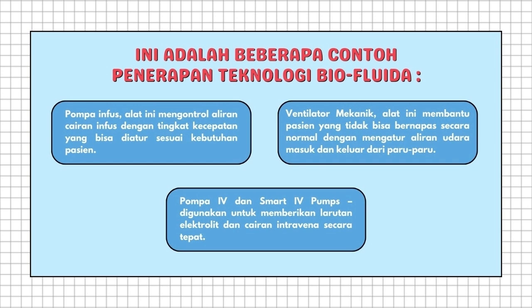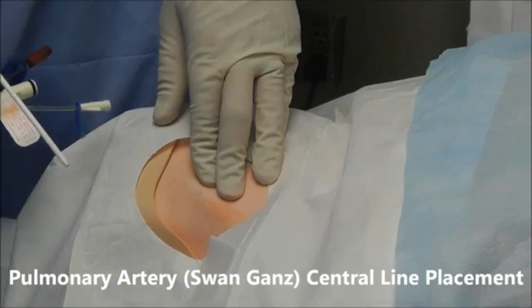Yang keempat ada ventilator mekanik. Alat ini membantu pasien yang tidak bisa bernafas secara normal dengan mengatur aliran udara masuk keluar dari paru-paru. Yang terakhir ada pompa 4 dan smart 4 pumps. Digunakan untuk memberikan larutan elektrolit dan cairan intravena secara tepat. Berikut saya lampirkan contoh penggunaan kateter pada biofluida.